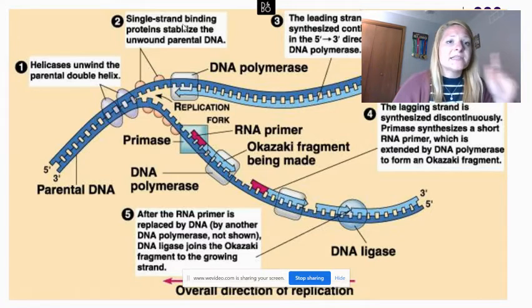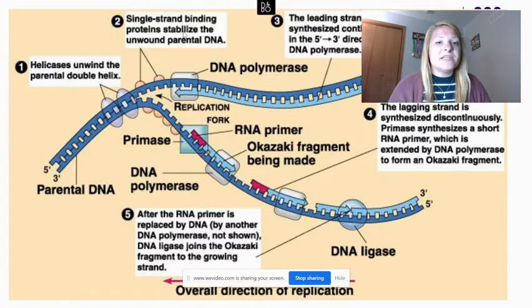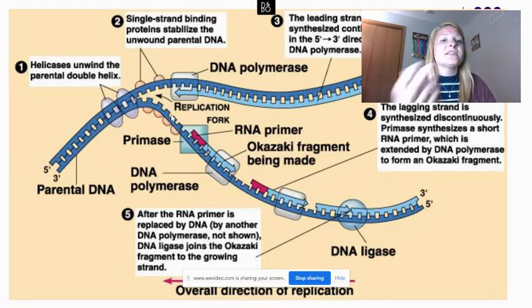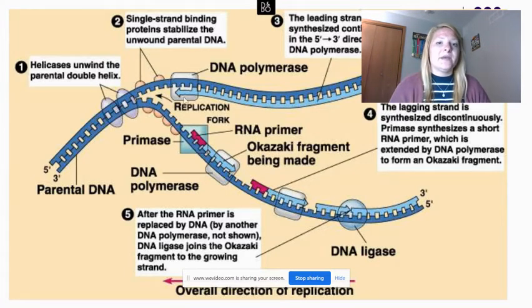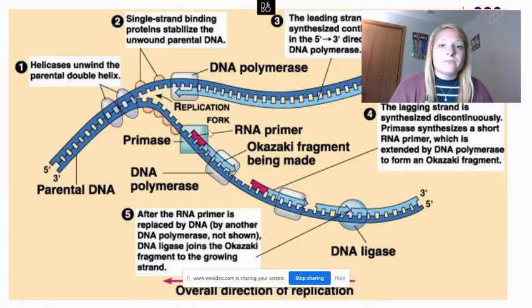Then number 2 is the single strand binding proteins. They're just these little orange guys. You don't need to memorize them, but there's this thing called a single strand binding protein. It just stabilizes the unwound parent DNA because the chemistry and the bonds are very unstable, so it wants to keep it stable so that it's able to copy.